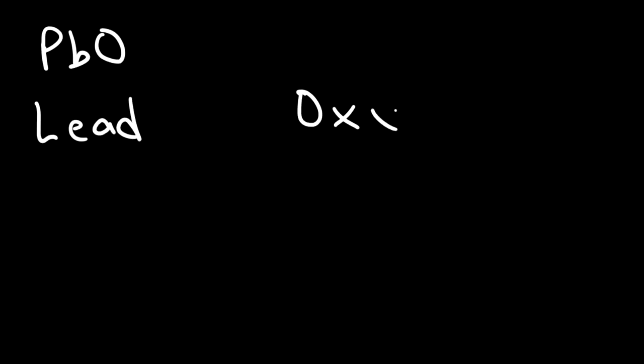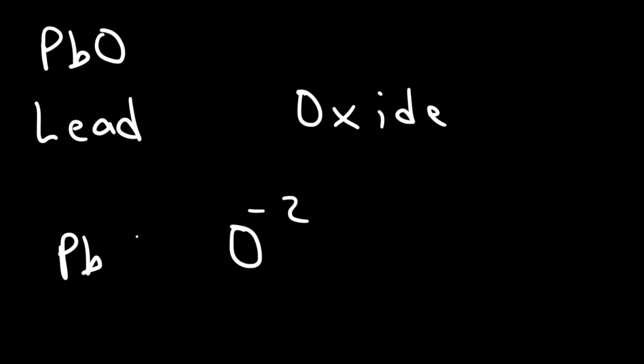Go ahead and try these two examples, PbO and PbO2. So let's start with PbO. Pb represents lead. O is oxygen, but we're going to write that as oxide. Now we need to determine the charge on lead. We know the charge on oxygen is -2, and so the charge on lead is +2. So these numbers have to add up to 0.